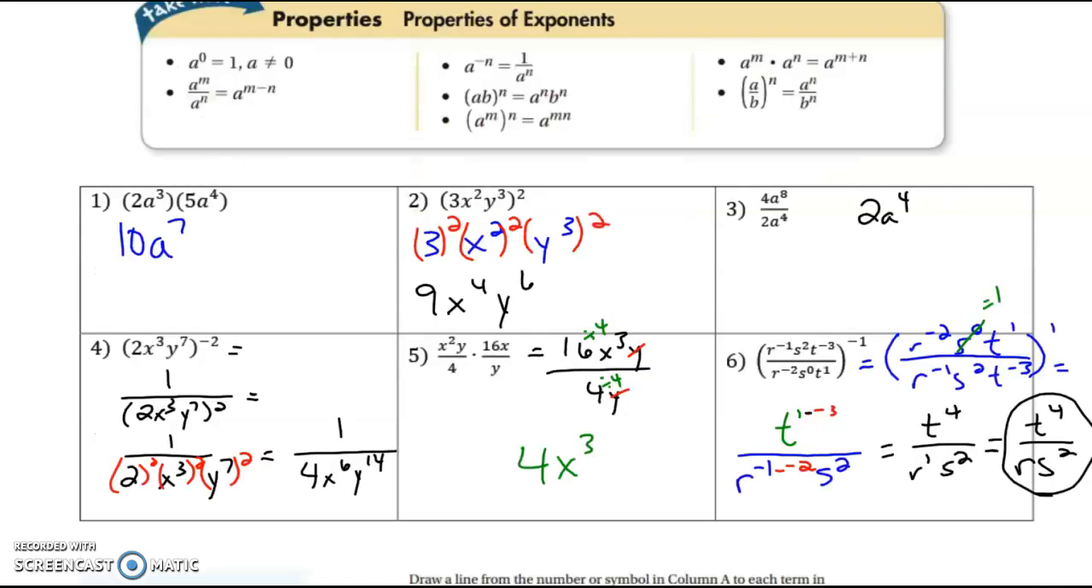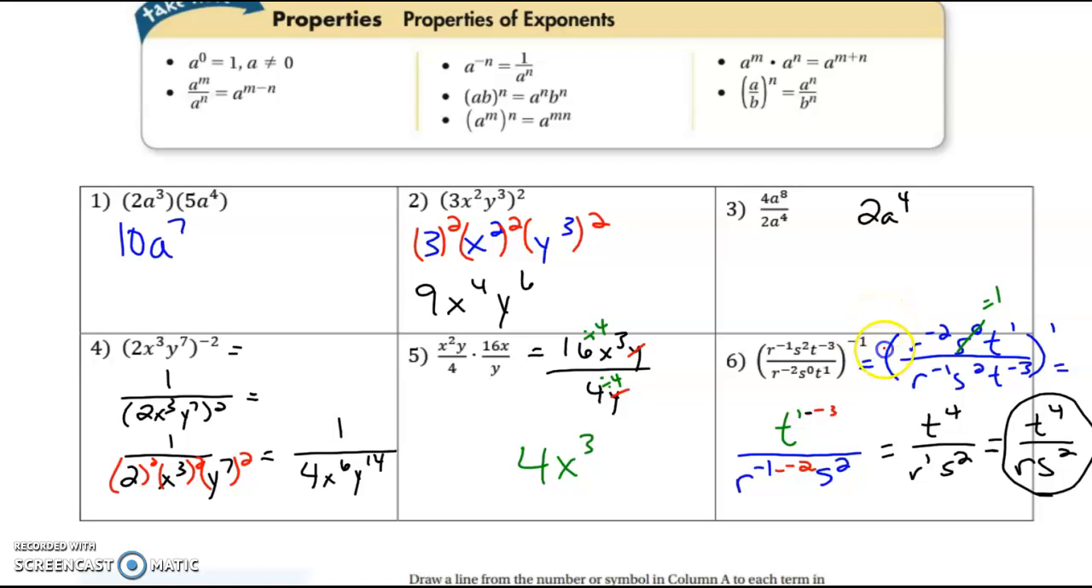All right, go ahead and check these. Notice on number 2 and 4, you are taking the whole problem to a power, so we have to apply that exponent to the 3 and the x squared and the y to the third. Also on number 4, we're kind of doing the same thing. We first move our exponent to the denominator to make it positive, and then we take everything to the second power.